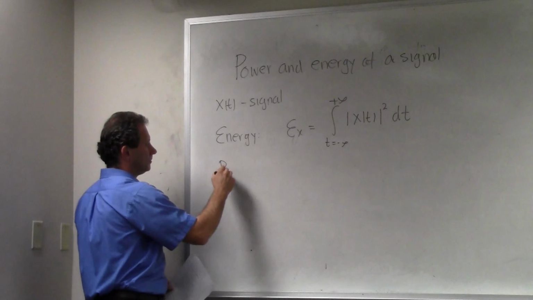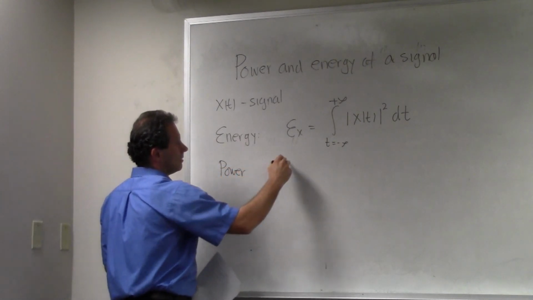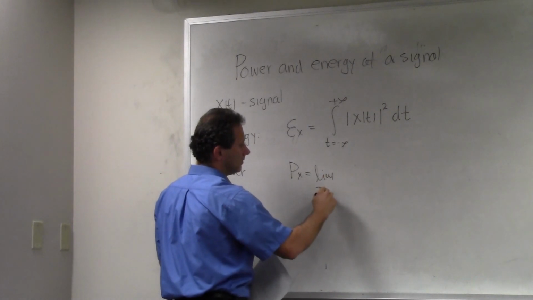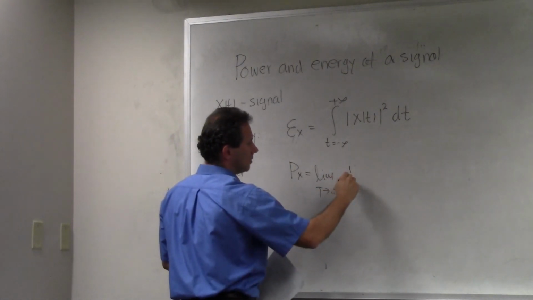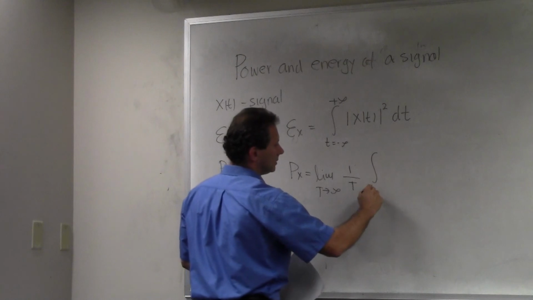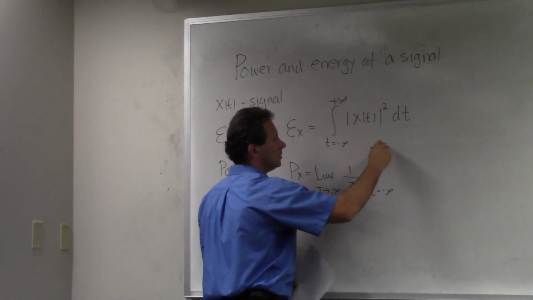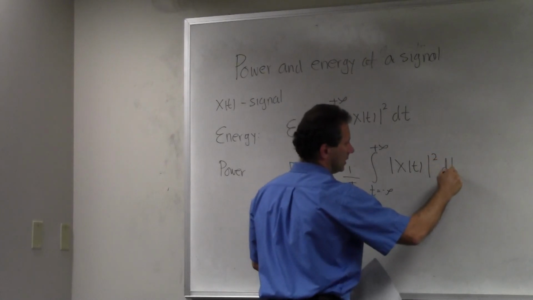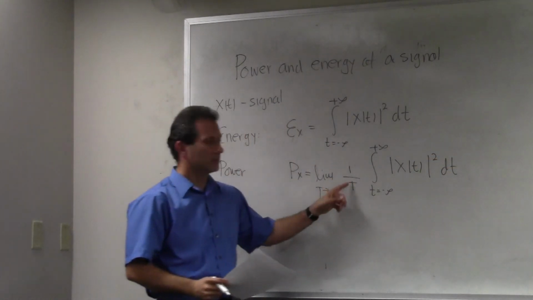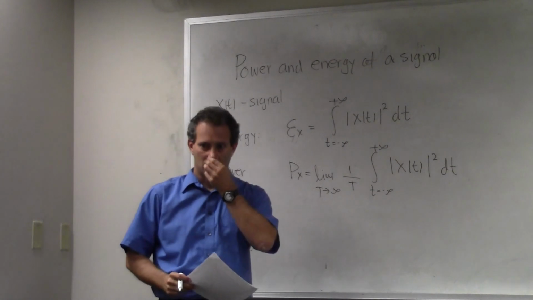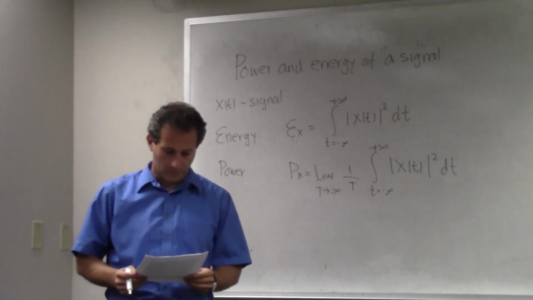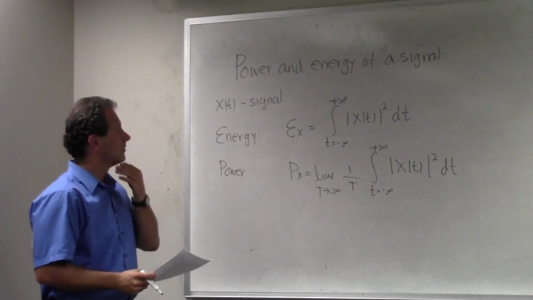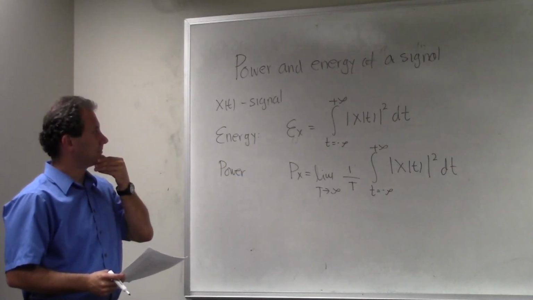And then the power, Px, is defined as the limit as T goes to infinity of 1 over T times the integral from minus infinity to plus infinity of |x of t| squared dt. I just noticed in the notes, the 1 over T factor is missing, so for those following the notes, make sure you put it in there. So these are the standard definitions of the power and the energy of a given signal.